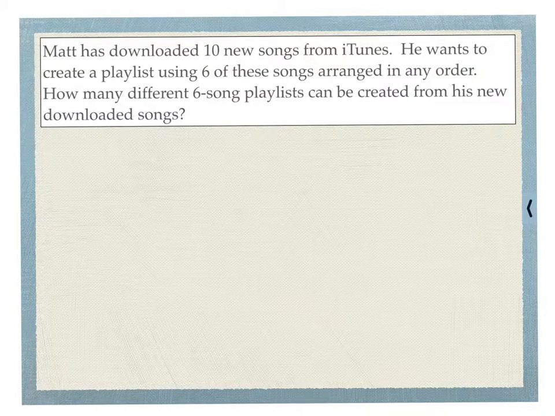Okay, so that's how it works. It's pretty easy. Matt has downloaded 10 new songs from iTunes. He wants to create a playlist using 6 of these songs arranged in any order. How many different 6-song playlists can be created from his newly downloaded songs?